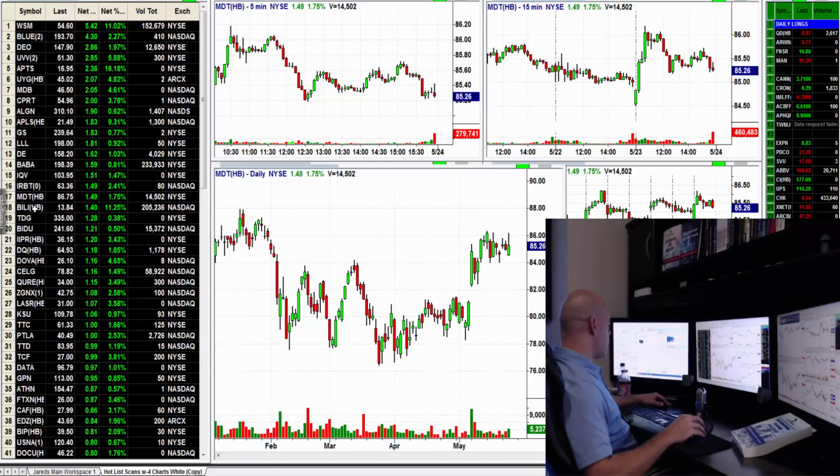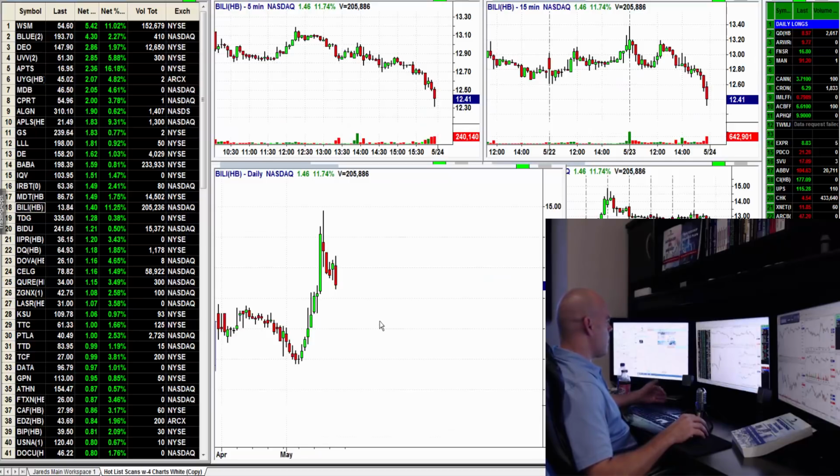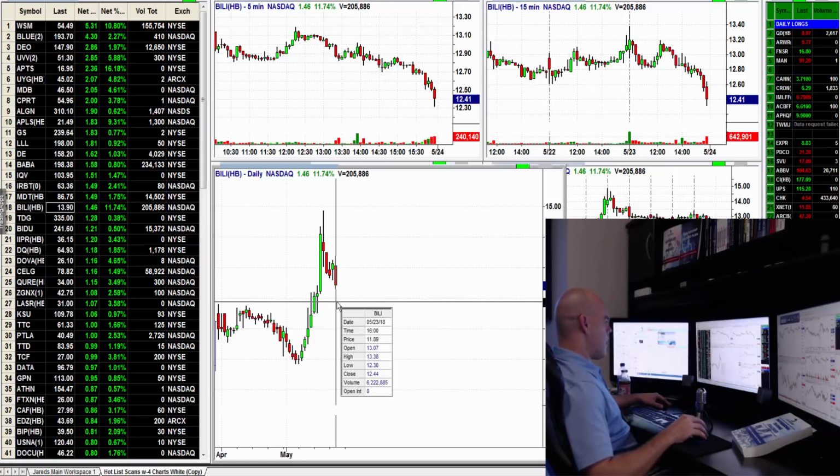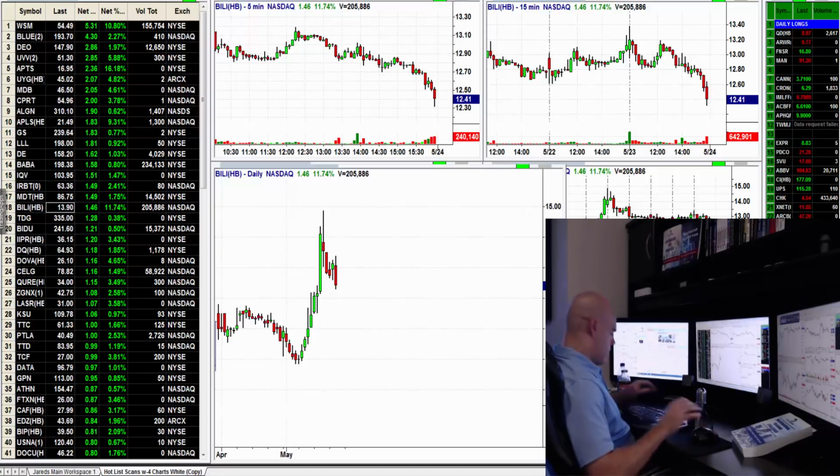Now next, BILI. I've never traded this stock. Let's see what's going on with it. Gapping to $13.84. You can see that right there, $13.90. Wow, it's gapping over a wide range red bar on 200,000 shares. Absolutely, it's gapping up to that area right there. So BILI on the list.